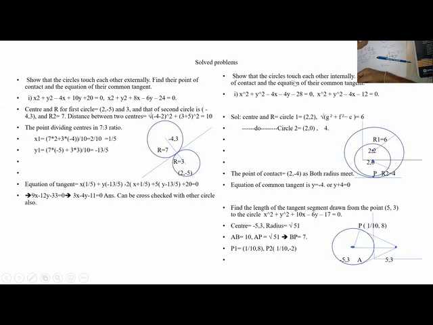So let us see, two circles touch internally. Find their point of contact and the equation of their common tangent. So again, for the first circle, what is the center? 2 and 2. Second circle, what is the center? 2 and 0. This is 2, 2, this is 2, 0. You see, they are parallel to the y-axis.